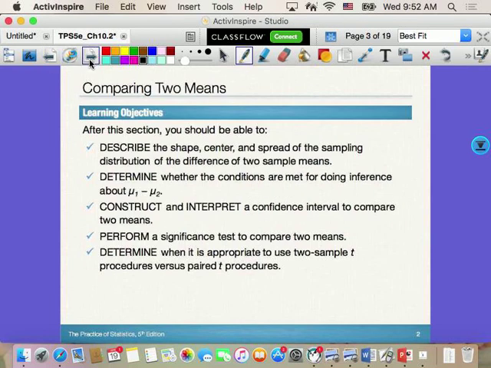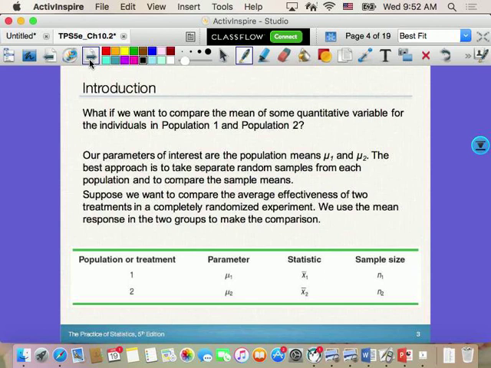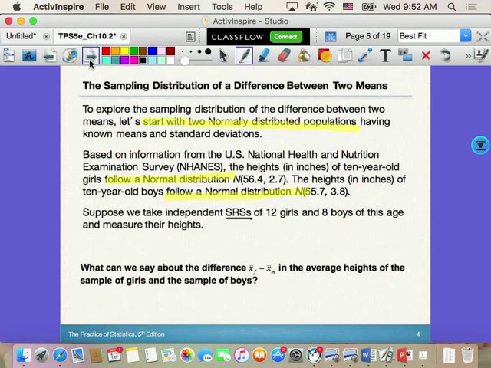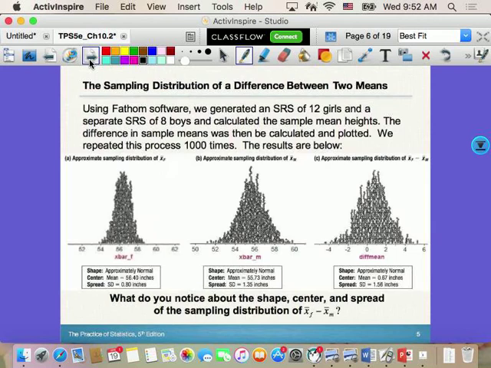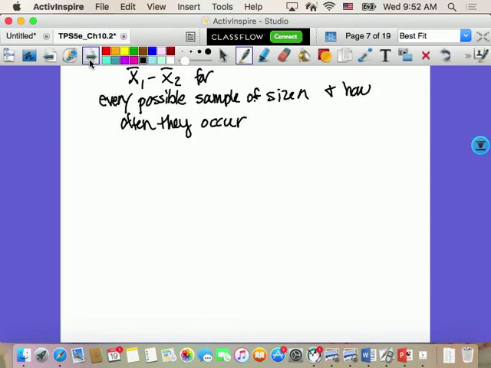So, we are on section 2 about means, and I'm going to recap real quick. It'll be good for y'all too. The sampling distribution of two means, this is what is meant by that. It's x bar 1 minus x bar 2 for every possible sample of size n and how often they occur. That's just a regular definition of sampling distribution.